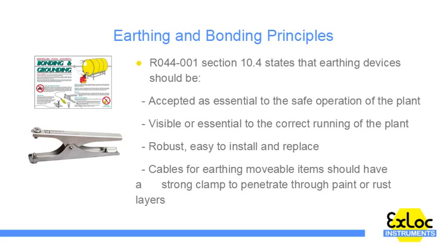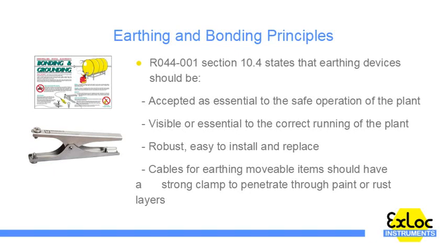R044001 section 10.4 states that important features in the design of earthing devices are: A, they should be recognized as such and be accepted as essential to the safe operation of the plant. B, they should either be clearly visible or be essential to the correct functioning of the plant so that any shortcomings are quickly detected. C, they should be robust and so installed that they are not affected by high resistivity contamination, for example, by corrosion products or paint. D, they should be easy to install and replace.